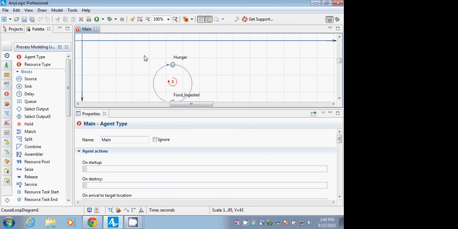If the flow in is greater than the flow out, what happens to the stock over time? Think about your bathtub. You've got 10 liters per minute coming in, and you've got 5 liters per minute going out. What's going to happen to the amount of water in the bathtub? It's going to increase over time, right?